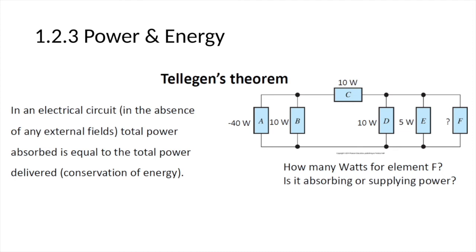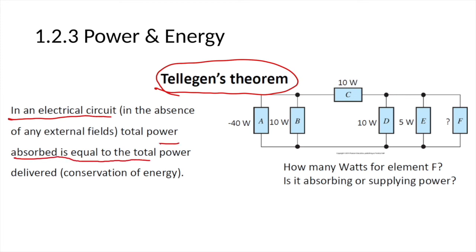And Tellegen's theorem. Tellegen's theorem told us that in an electrical circuit, the total power absorbed is equal to the total power delivered. This is the conservation of energy. So with A, B, C, D, E, F, there are 1, 2, 3, 4, 5, 6 elements. 6 elements. And to conserve the energy, we take the algebraic sum and it should equal to 0.